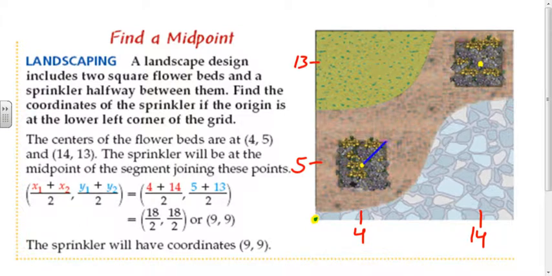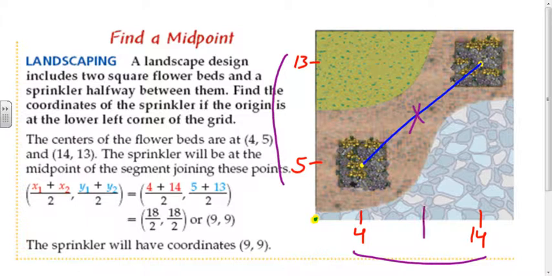If this is our segment right here, we need to find where that midpoint is, that middle piece. And again, remember, we can just use our different components. Our x component down here, find the average, and our y component, find the average. So we need to take 4 plus 14, which is 18, and divide it by 2. We would get 9. So right here is 9. Same thing, 5 plus 13, which comes out to 18, divided by 2, because we're looking for the average, and that also comes out to 9. So right here is our 9 as well.